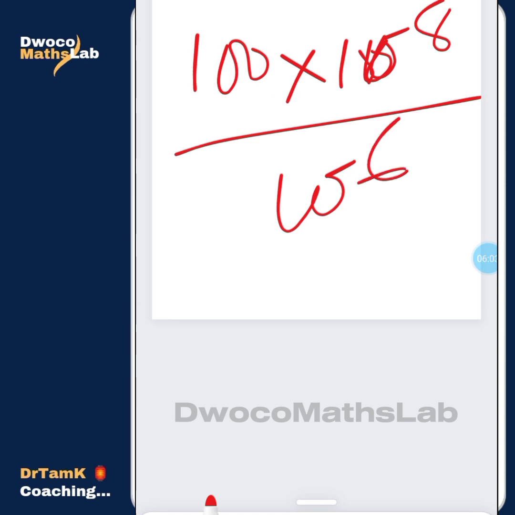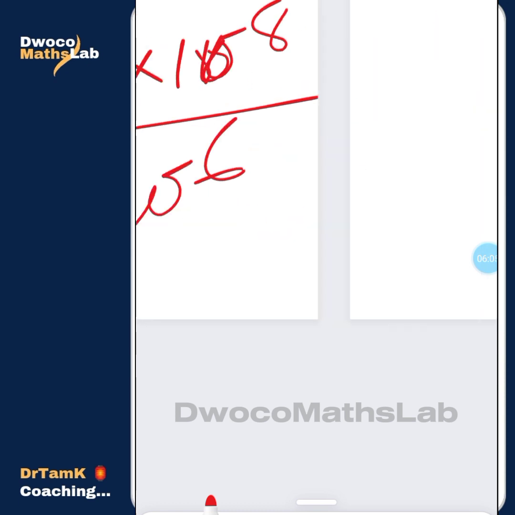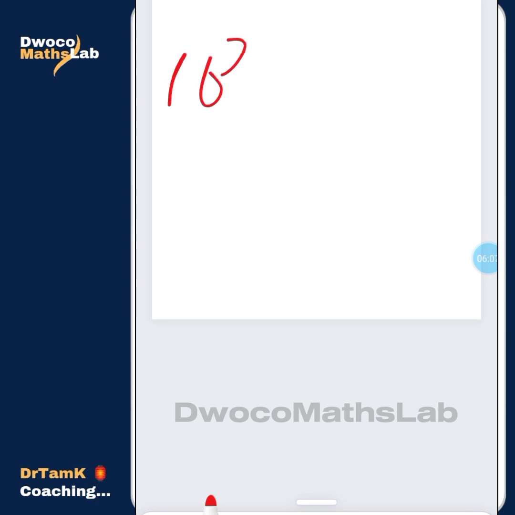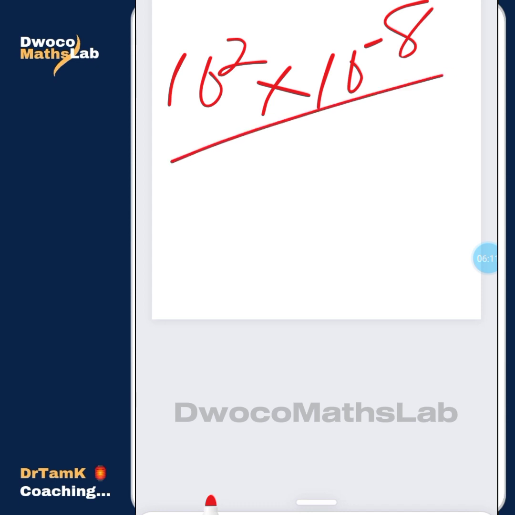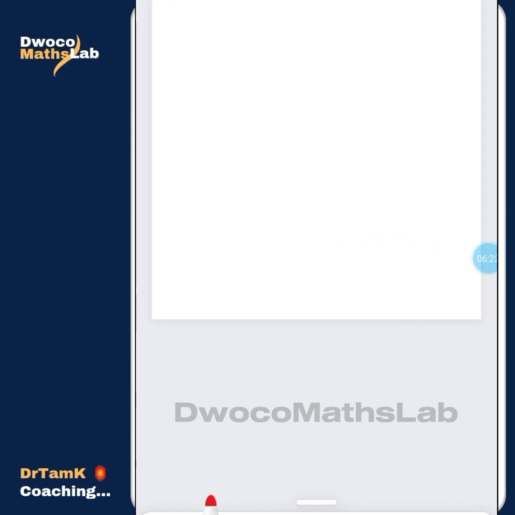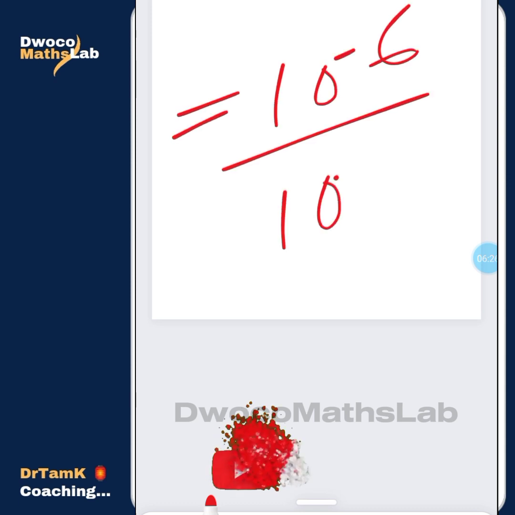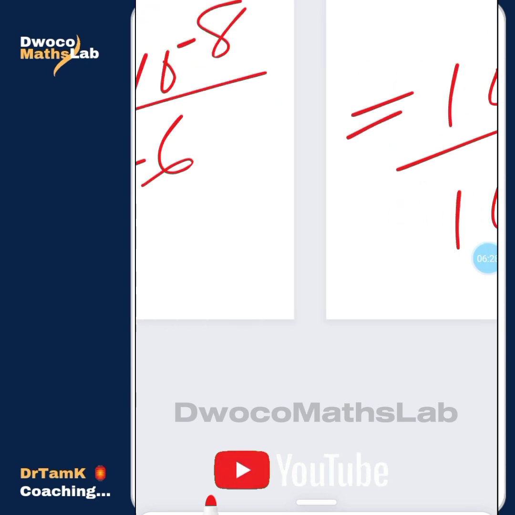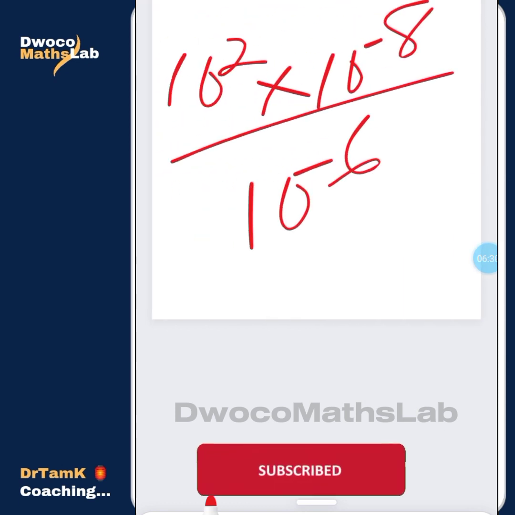All right, make sure you get your pen and paper. So what we're going to do now, if you take everything to standard form, that will give us 10 raised to the power 2 times 10 raised to the power minus 8 over 10 raised to the power minus 6. Is that clear? Very good. Now if you take the numerator up there, 2 and minus 8 give us minus 6. So this is going to give us 10 raised to the power minus 6 divided by 10 raised to the power minus 6. Is that clear?